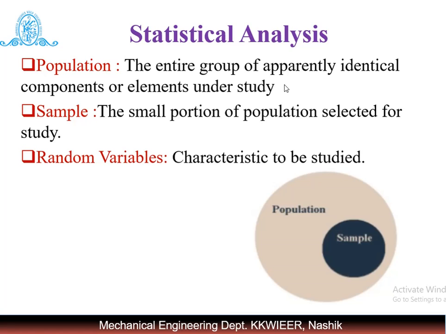What is meant by random variables? It is the characteristic to be studied for further analysis. It is called a random variable. So in the picture it is very clear: the population and the sample. The sample is the small portion of the population, and the random variable is nothing but the characteristic to be studied for critical analysis or for further use.